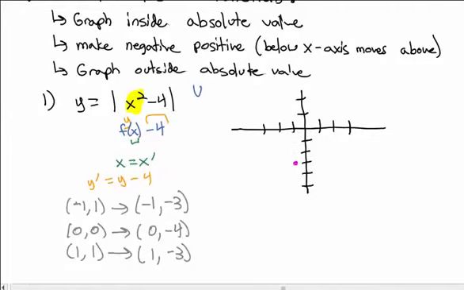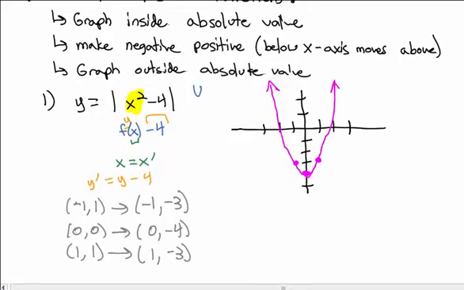Negative 1, negative 3. 1, 0, negative 4, and 1, negative 3. And then we draw our graph. That's the preliminary graph.